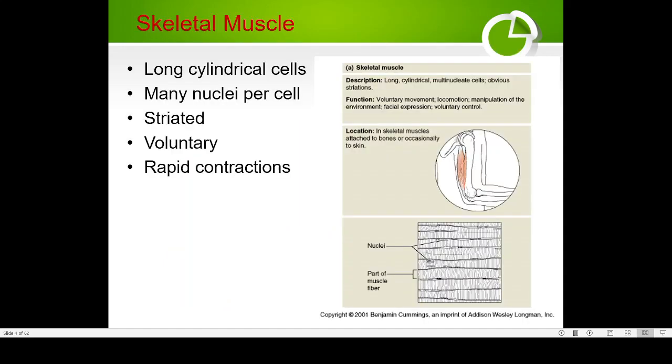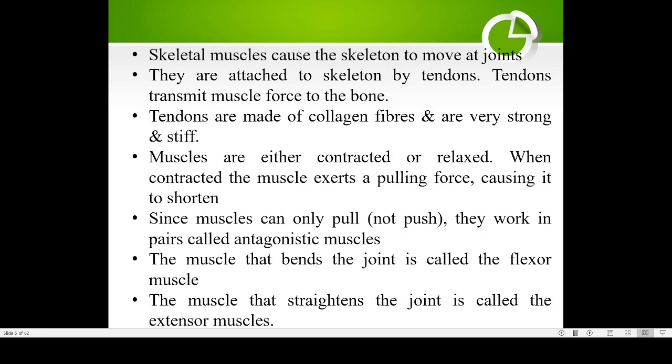Regarding further details, how are tendons made? Tendons are actually made of a type of fiber known as collagen fibers. These collagen fibers are very strong and also very stiff and hard. That is why the muscle is very strongly attached to the bone. Muscles are either contracted or relaxed. A muscle can remain in only two states, either a state of contraction or a state of relaxation.